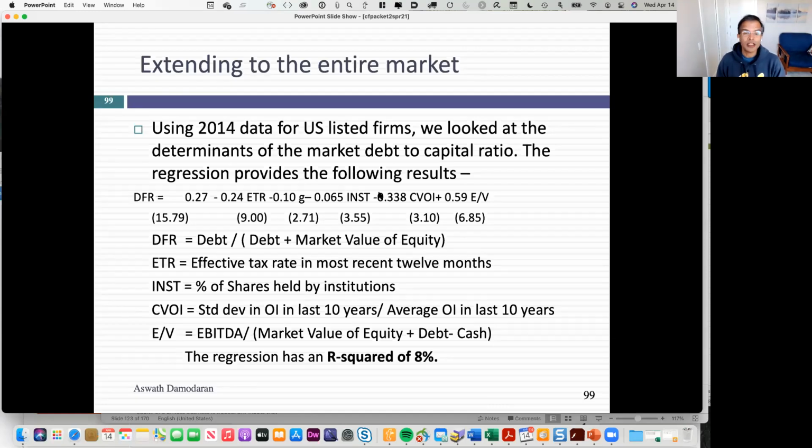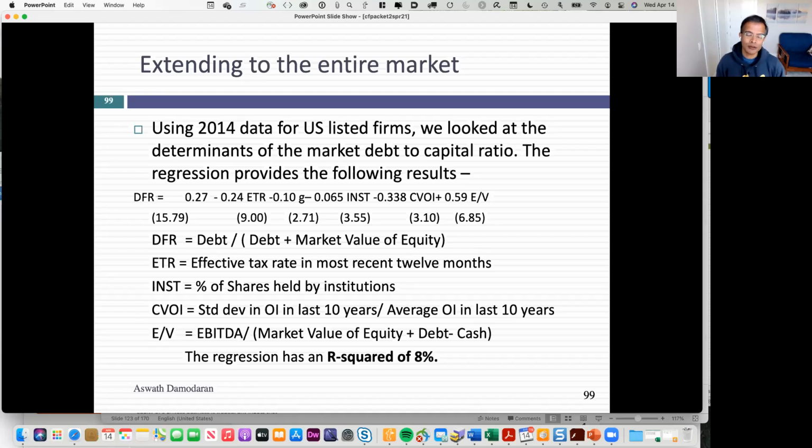I threw in the percentage of shares held by institutions, again a rough proxy for whether somebody is keeping an eye on management. I threw in the variation in operating income to capture how uncertain I was about operating income. The higher this number, the more volatile my income, and a riskier firm should borrow less. And finally, I threw in EBITDA just to get a measure of how much cash flow this company had to service debt.